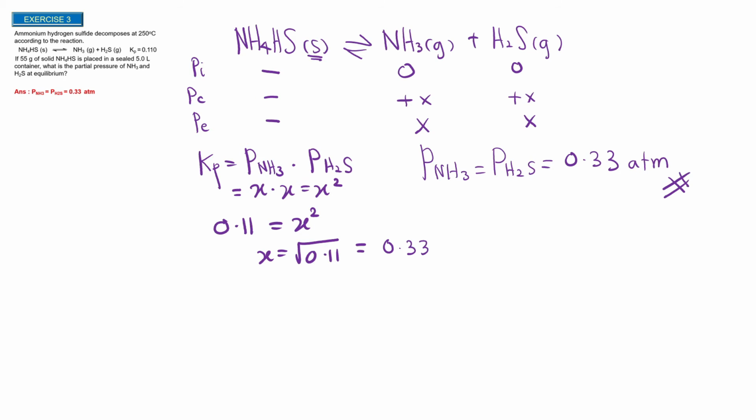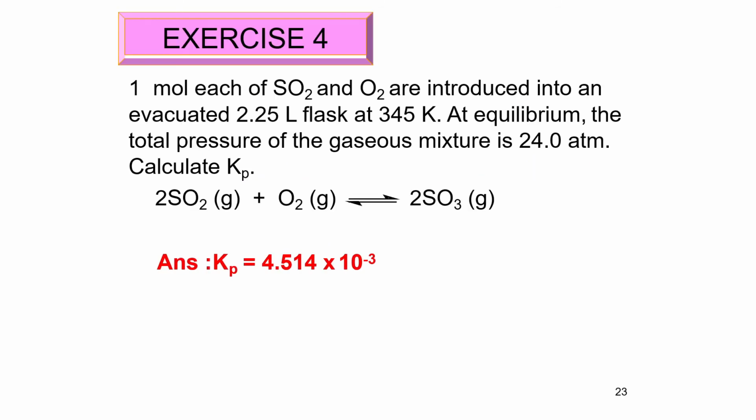Okay, so we go to question number 4. Alright, exercise 4. You are given 1 mole each of SO2 and O2 introduced into an evacuated 2.25 liter flask at 345 Kelvin. At equilibrium, the total pressure of the gas mixture is 24 atm. Calculate the value of Kp. So Kp given is 4.51 times 10 to the power of -3. Right, so first of all, for this type of question, we need to write the ICE table.